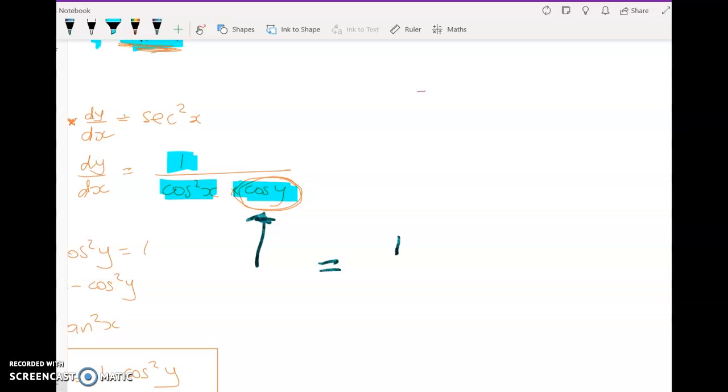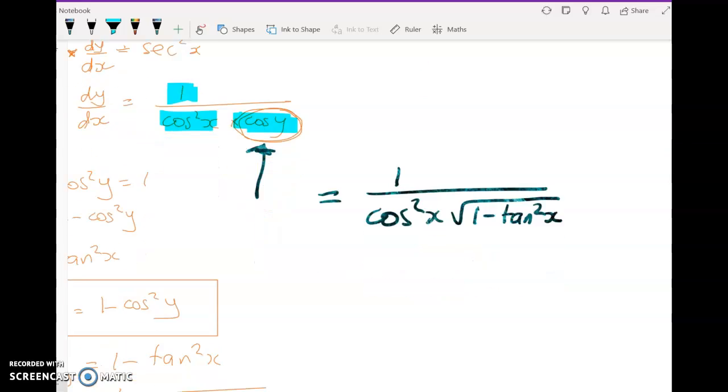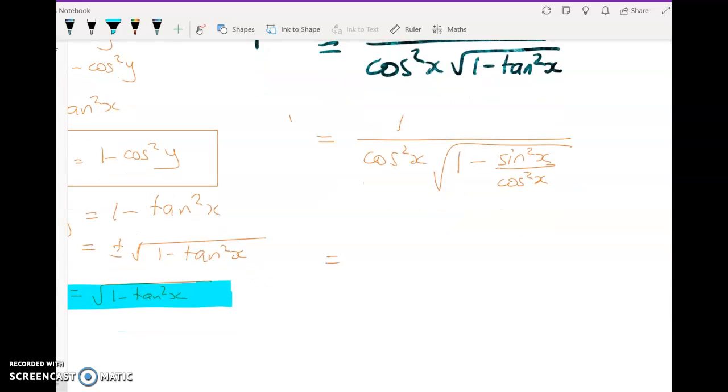So I'm going to move over here, and we get 1 over cos squared of x times root 1 minus tan squared x. Now this is still not looking too flash. I don't have a double angle going on in here, and I've still got tan. So I don't want tan. I'm going to go right back to basics and put in the definition of tan as sine over cosine. So I've got cos squared of x here, and then in here I've got 1 minus sine squared x over cos squared of x. And that's going to give me now a fraction with a common denominator, which will be cos squared of x minus sine squared of x.